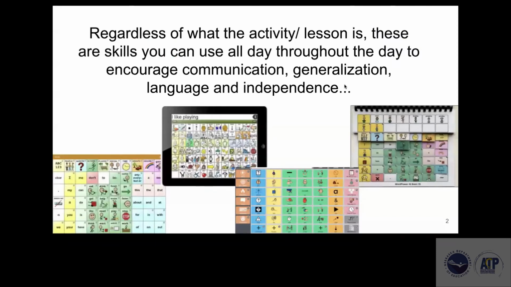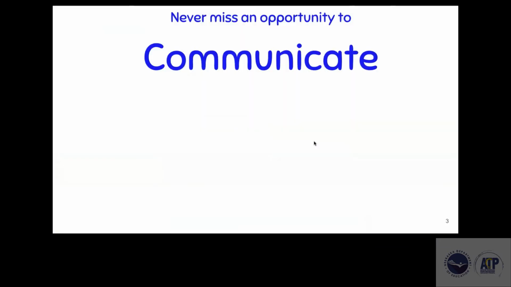So regardless of what the activity is, these are skills that you can use all day throughout the day to encourage communication, generalization, language, and independence. And before I begin with modeling, I think there's something very important I need to share, that you never want to miss an opportunity to communicate.